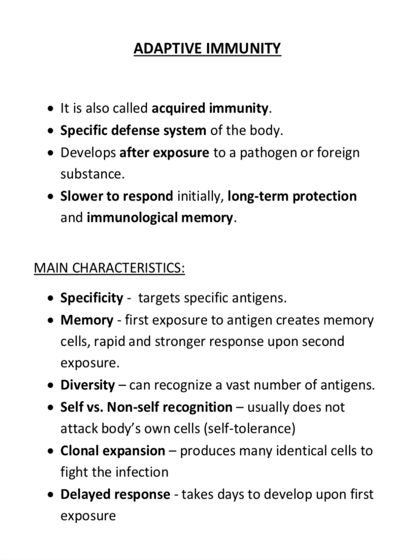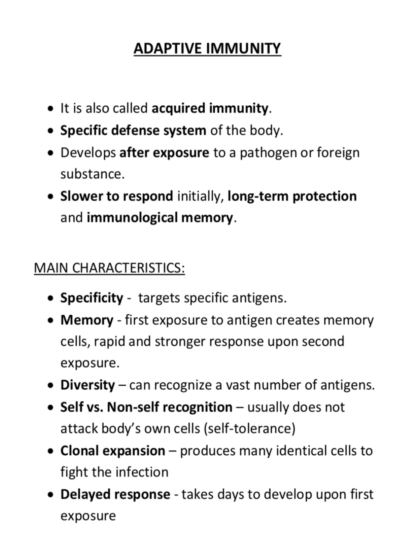So, adaptive immunity is also called acquired immunity. It is a specific defense system of the body. It is a type of immunity that develops after exposure to a pathogen or foreign substance. It is slower to respond initially, but it offers long-term protection and immunological memory.